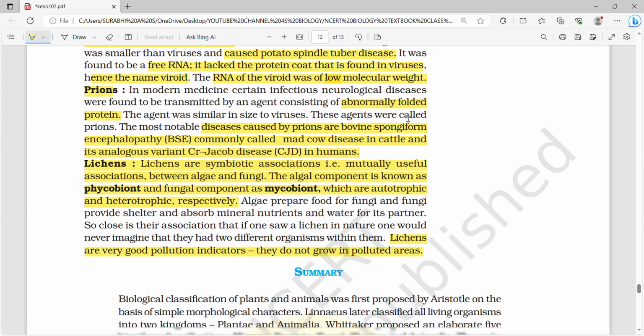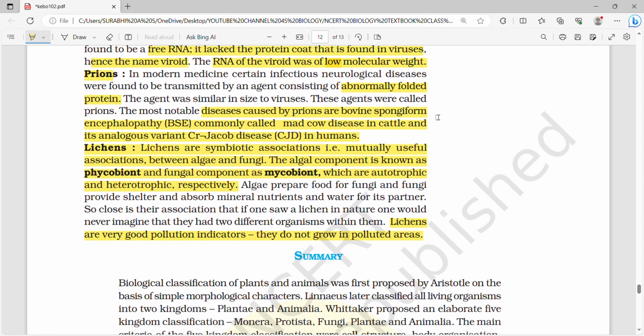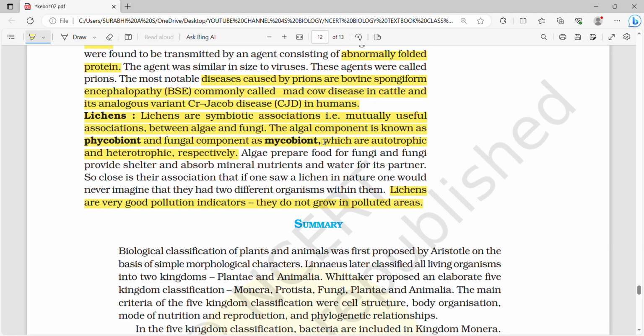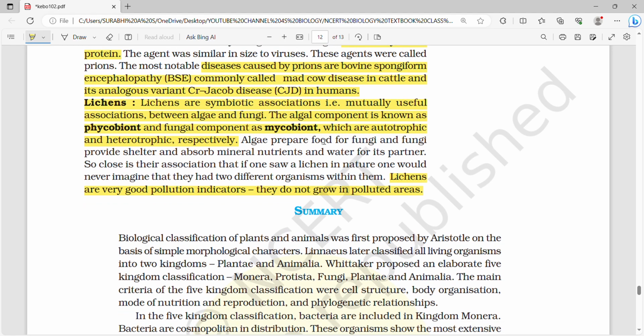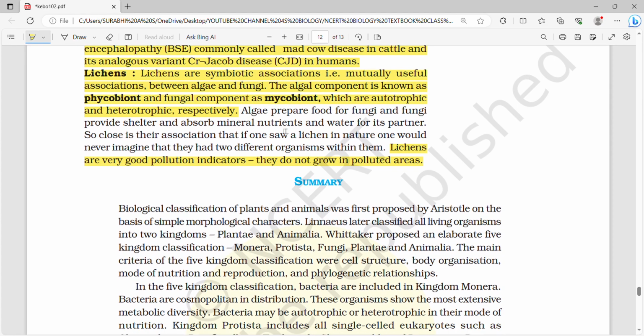Next, prions. This is newly added here. So prions are nothing but abnormally folded proteins. The most notable disease caused by prions is bovine spongiform encephalopathy, commonly known as mad cow disease in cattle, and its analogous variant Creutzfeldt-Jakob disease in humans. Next, lichens. Lichens is nothing but the association between algae and fungi. The algal component is called phycobiont, and the fungal component is called mycobiont, which are autotrophic and heterotrophic respectively. Remember: AP and FM.